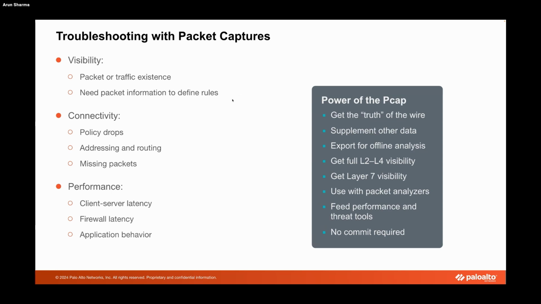So it's a very powerful feature which we can use on the firewall just to see what exactly the firewall is doing to that traffic, at what stage it is being dropped. If yes, why? Because of the policy, because of the missing packets, is there latency, how the application is behaving versus how it should be behaving. So there are a lot of questions we have to ask when we are taking packet captures.